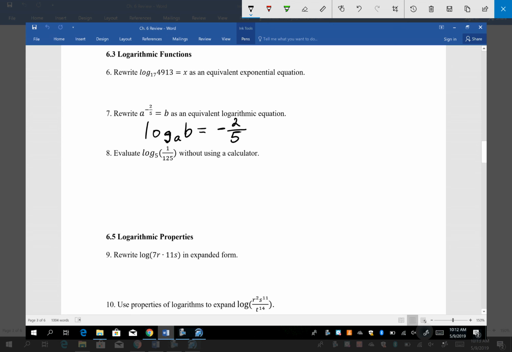Can we go 8 now? Sure. So 8, when I see log base 5 of 1 over 125, in my mind I'm doing 5 to what power gives me 1 over 125. So if you're having trouble with this, 5 to what power gives you 125? Just 125 is 3. And because it's in the denominator, it's going to be negative 3.